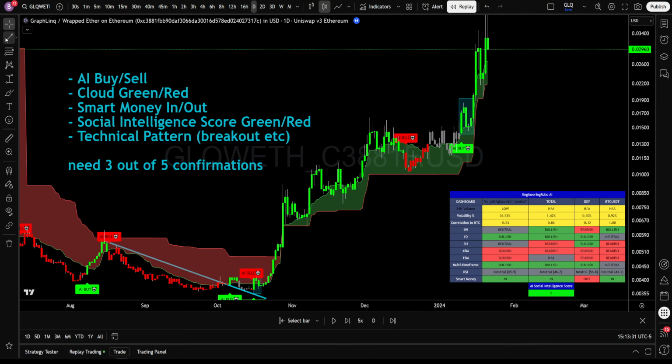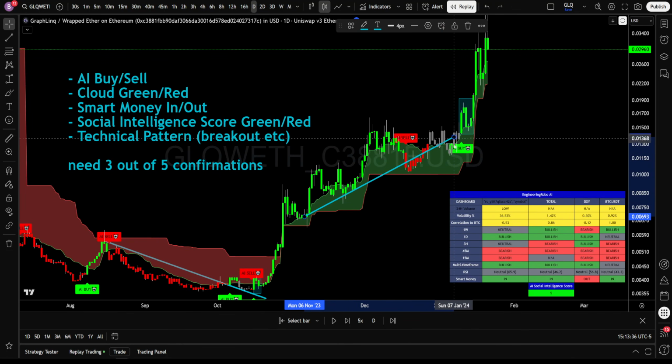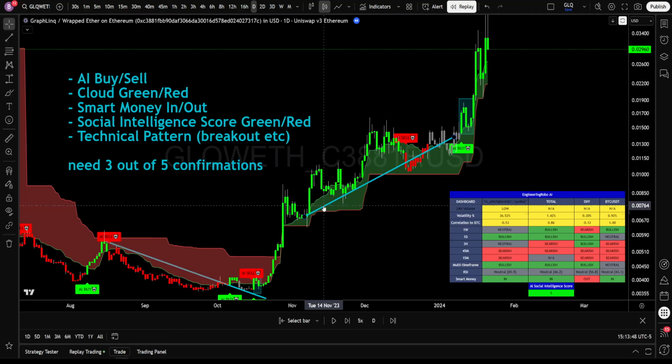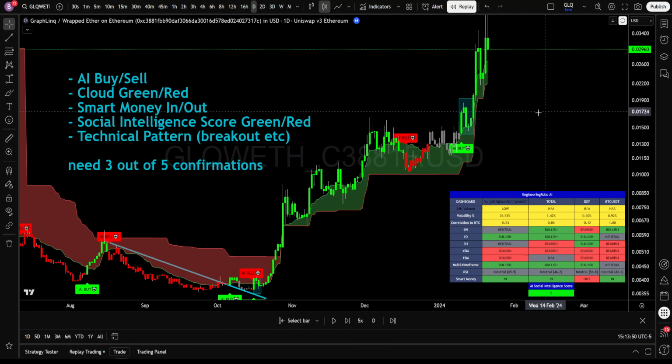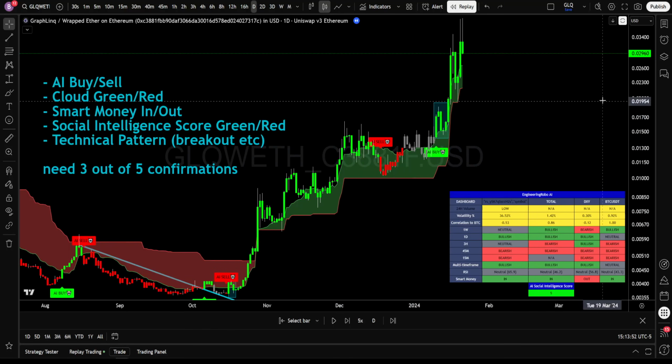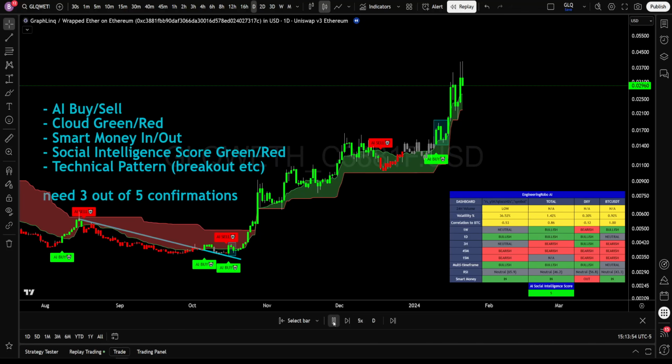Are there any technical patterns here? I mean, there's a little bit of one right there. If you were to connect these lines right here, it did dip under there temporarily, but this only gave you 2 confirmations. So this was not a true sell signal, even though it gave you one. That's why these 3 out of 5 confirmations are important, because this would have been a fake out. So here we go. We're going to keep going.